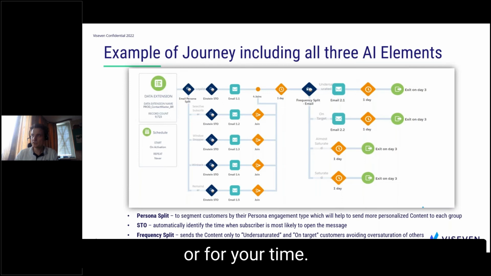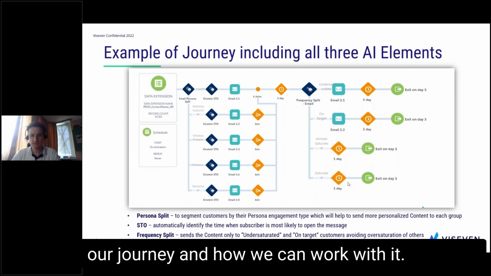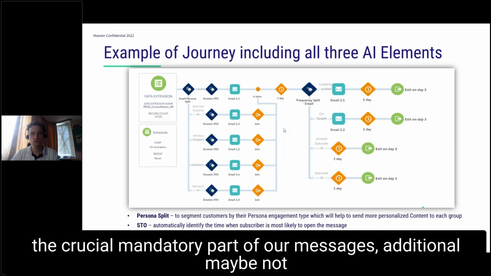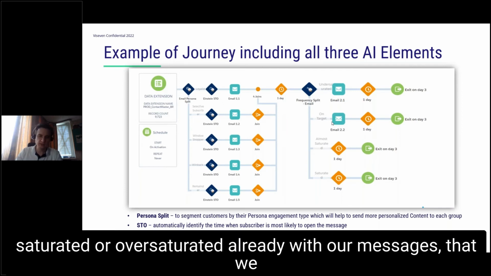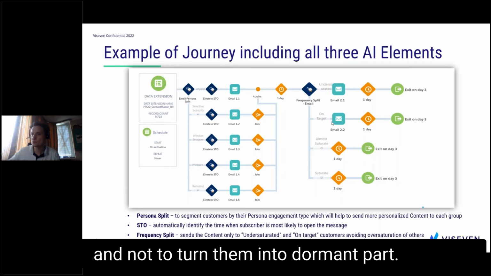And since in the engagement suite it also splits you into even four branches in our journey, here is how we can work with it. We can, for example, send to everyone the really crucial, mandatory part of our messages, and additional, maybe not so crucial messages to those who are almost saturated or oversaturated already with our messages, so that we wait a little bit to not oversaturate them and not turn them into the dormant part.